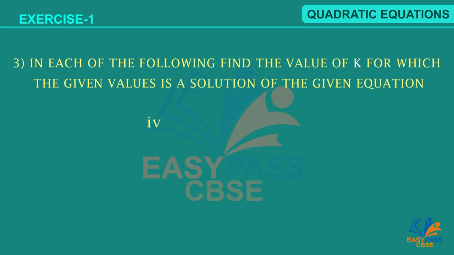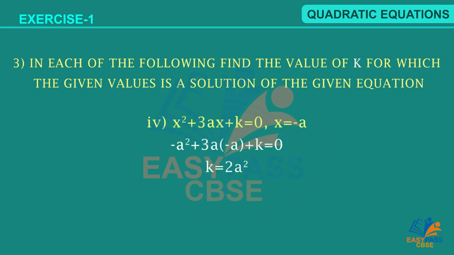Fourth one, x square plus 3ax plus k equal to 0, x is equal to minus a. x equal to minus a is a solution. By substituting, you will get a square minus 3a square plus k is equal to 0. On simplifying, you will get k is equal to 2a square.